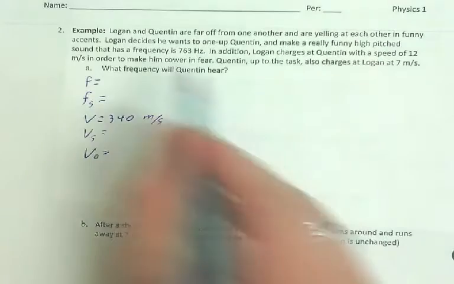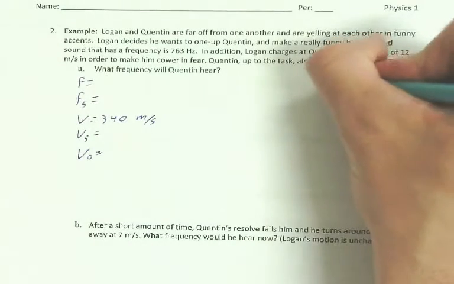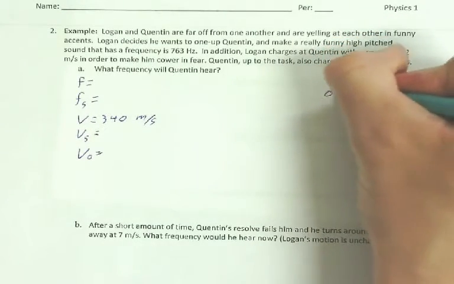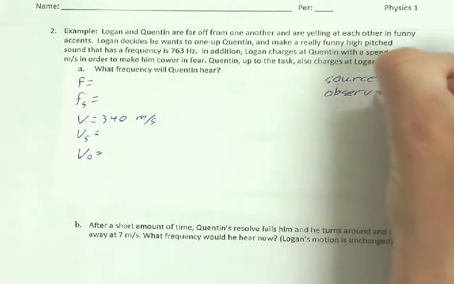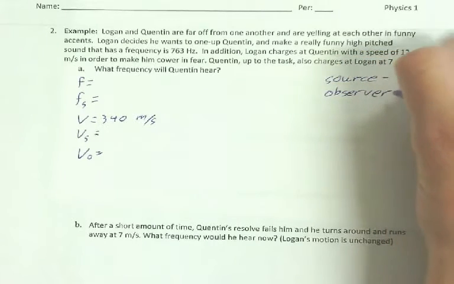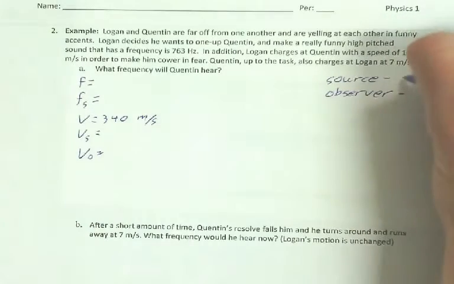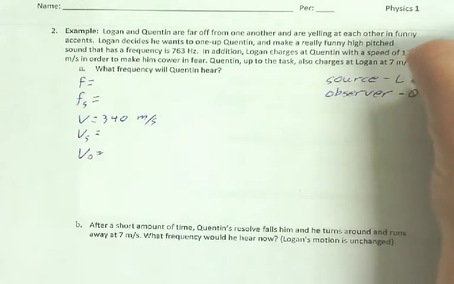It says, what frequency will Quentin hear? So I like to write down who's the source and who's the observer. The observer is the person who hears the sound. The source is the person who makes the sound. So Quentin hears the sound, so he is the observer. And Logan is the source because he makes the sound.